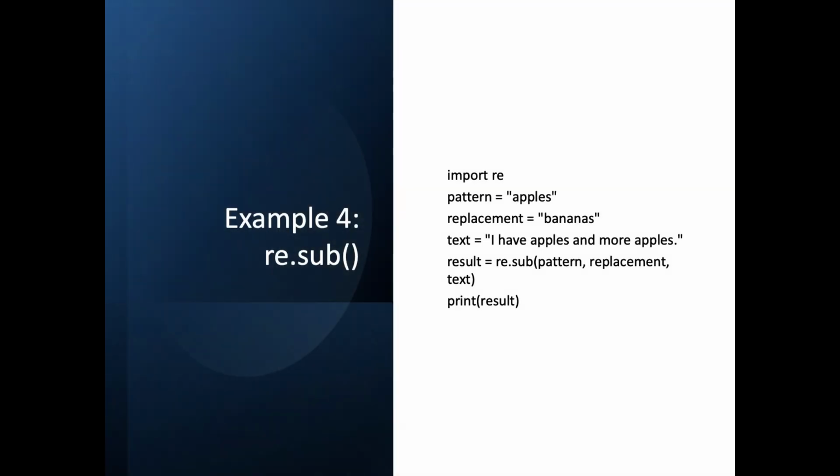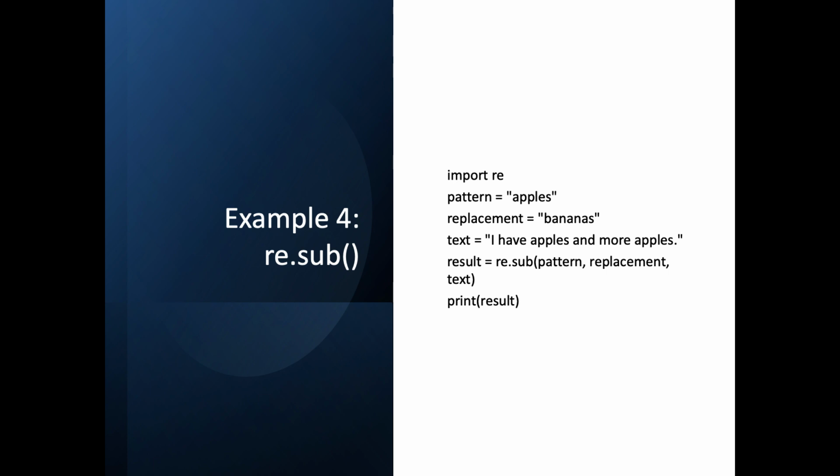Now, let's look at an example using the sub function, which is used for substitution. In this example, we define a pattern variable and set it equal to apples and a replacement string bananas. And my text string that I want to match the pattern against is I have apples and more apples. Then, on the next line of code, I use the sub function and pass it 3 arguments, pattern, replacement, and text. What this will do is try to match my defined pattern in my text variable. And if there's a match, then it will replace all occurrences of apples with bananas. And the result is the modified string, which we print out to see the changes.